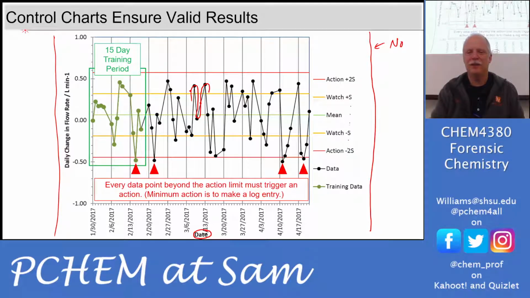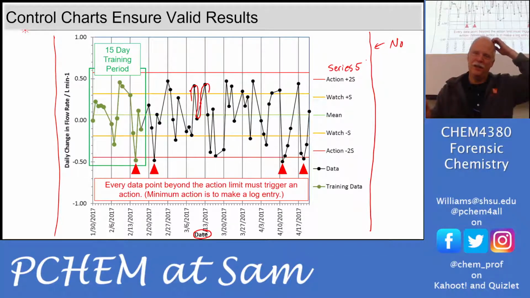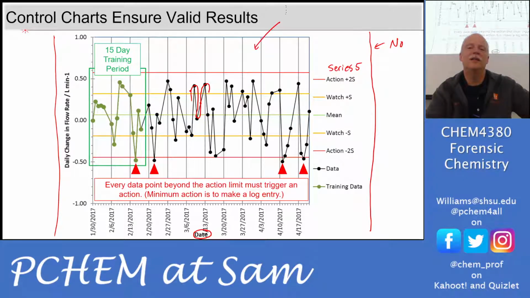Label all of your legends. I don't want to see like series 5 or something like that. Go ahead and get in there and label those. So now, that's another thing. This is not an XY scatter chart. It looks like one.